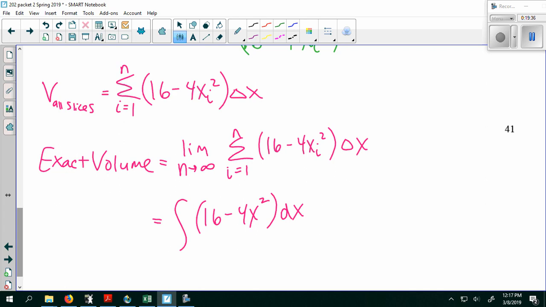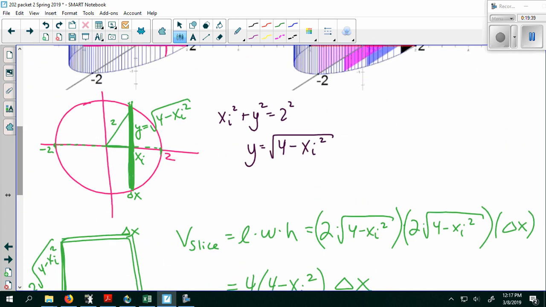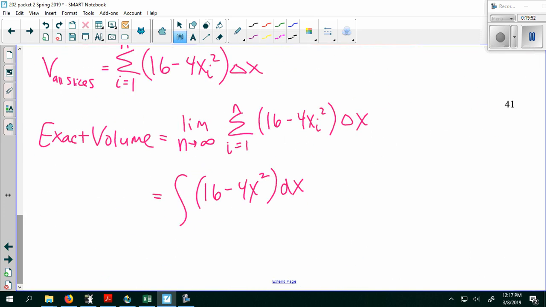And now I just have to think about the bounds of integration. As I drew up here, I'm drawing these squares starting at -2, and I'm putting a square at infinitely many spots between -2 and 2. So my bounds of integration are -2 to 2. And then this is fairly straightforward to integrate in this case. I'll tell you it comes out to 42 2/3, which is the exact volume of that solid. But in your activities, I ask you to not evaluate the integrals. I just want to make sure you can come up with the integral. And then evaluating them is a separate skill.